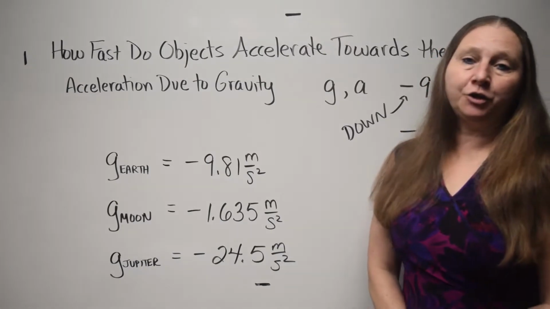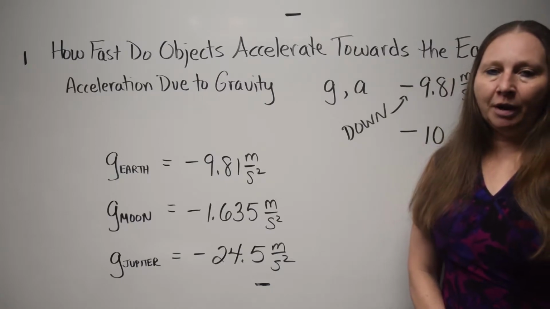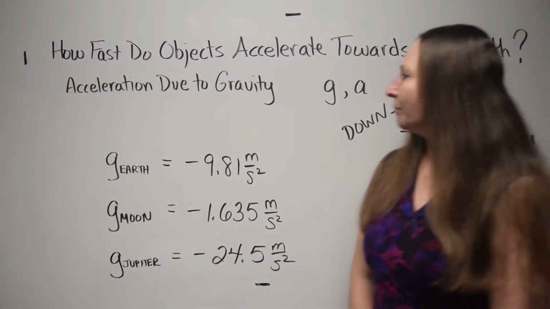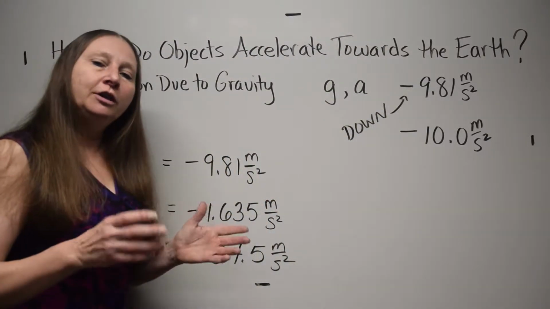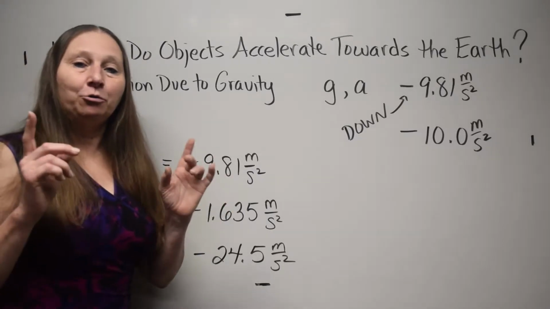So how fast do objects accelerate towards the Earth? What is the rate of acceleration for objects that are falling? Now, the first thing I'd like you to do is take a look at the front page of the physics reference tables. Let me take you there right now.